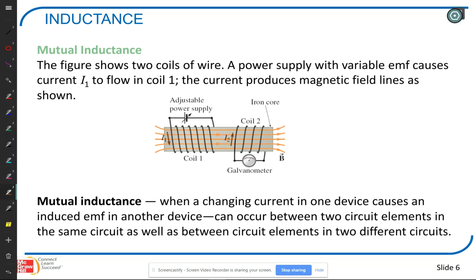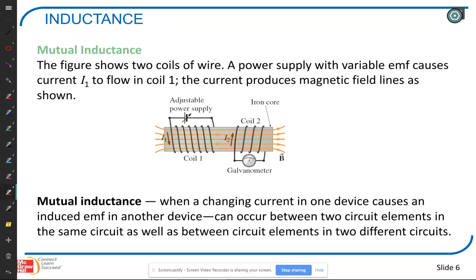If you look at that picture, notice I have coil 1 and coil 2, and an adjustable power supply. The adjustable power supply is funny. One of the fundamental rules for a transformer, which is what a mutual inductor is, is that a transformer doesn't work with a battery, because you need a changing magnetic flux, and a battery is going to create a constant magnetic flux. So I would have really preferred if they showed this with an AC source.